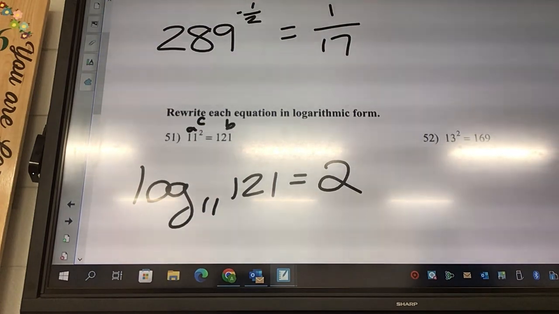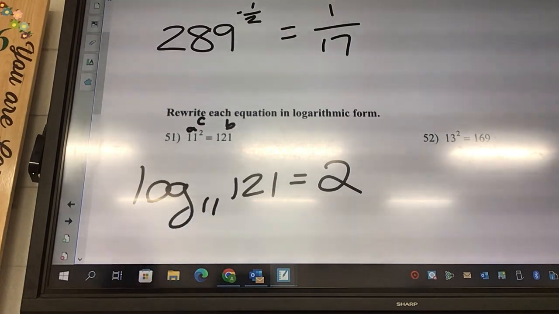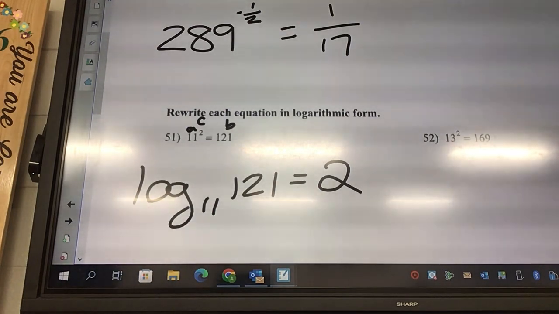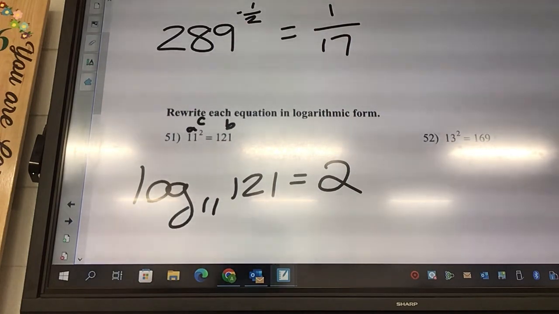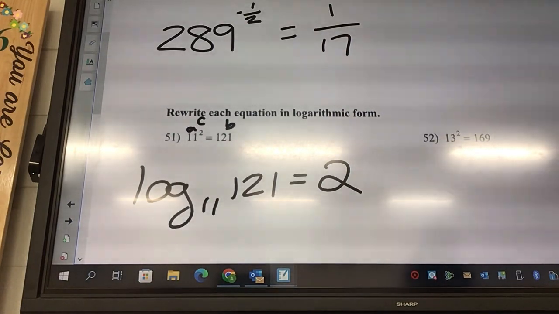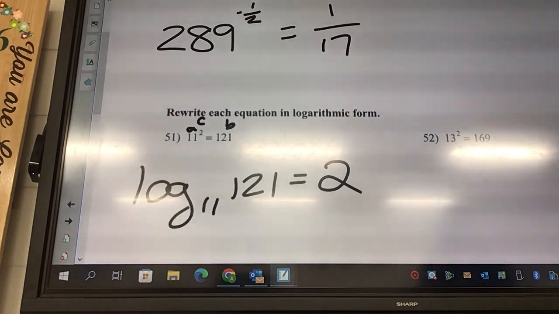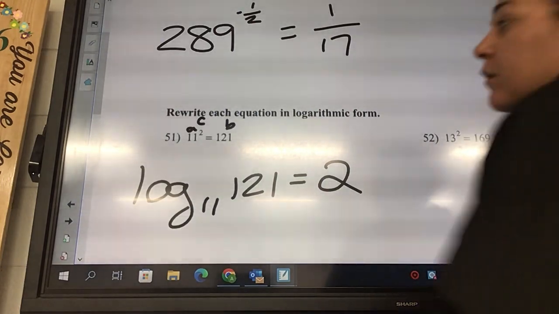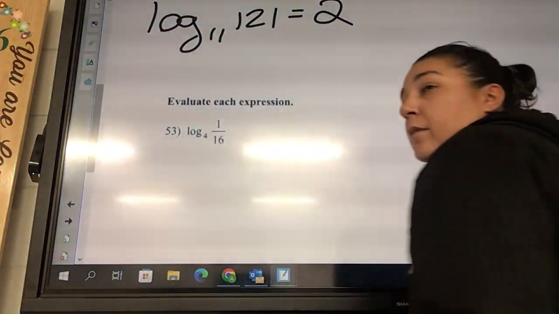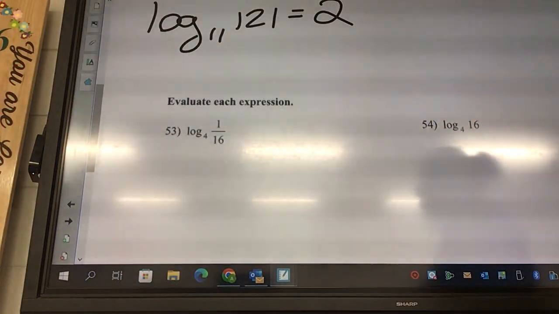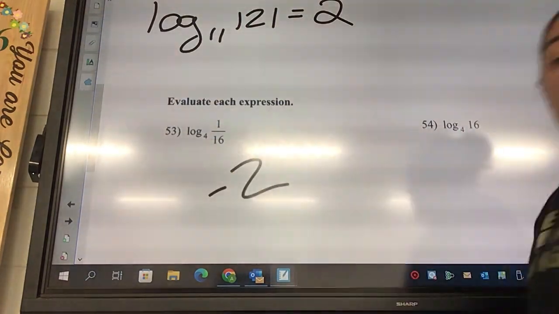Okay, evaluate each expression. We're just plugging that in our calculator. So find the log button, girls, shush, with 2 empty boxes. Type that in and see what you get. -2? Somebody agree with that? Yeah? Good. -2.